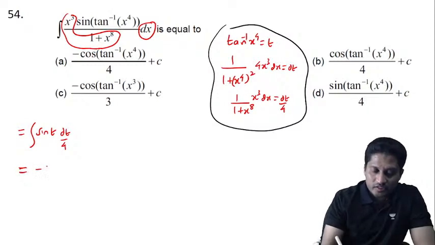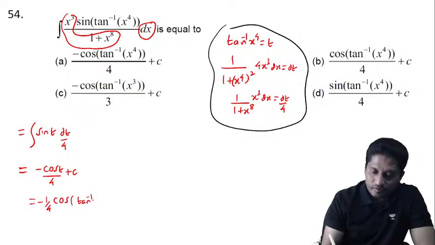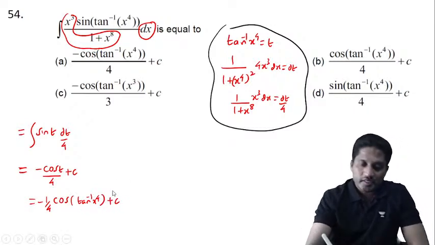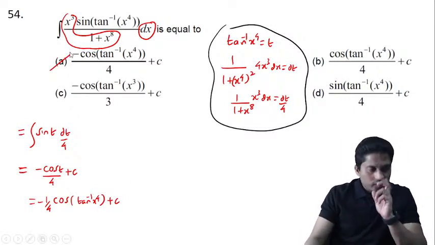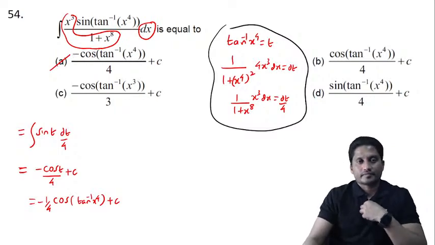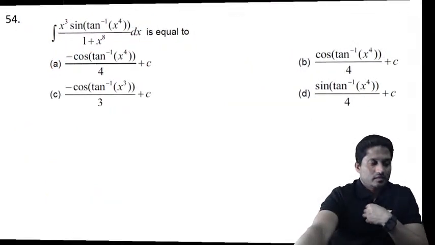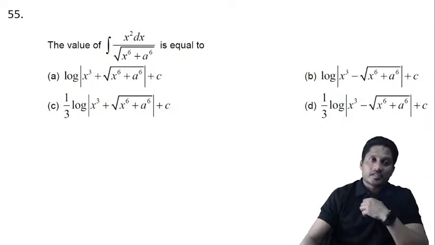Integration of sine is minus cos t by 4 and plus c. So minus 1 by 4 and then cos of, substitute the value of t, is tan inverse of x power 4, right, and plus c. Answer is option A. Right, this was asked in 21 paper. Let's move to the next question. Even this is 21.